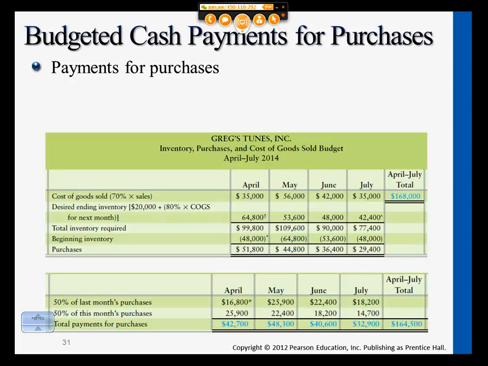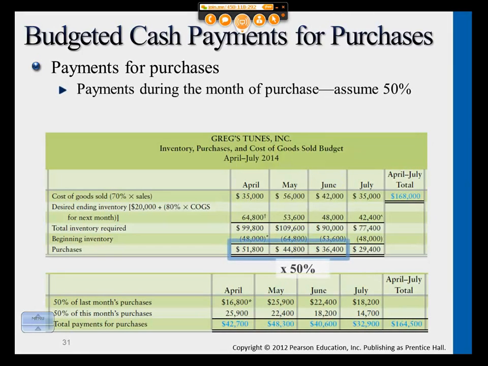Can it be a different ratio, 50-50? It can be anything else, right? This is just to illustrate. So it can be 40, 60, 37, whatever that is, okay? Okay. So this is an assumption. We'll assume that our purchases is 50%, the payments during the month of purchase, right?